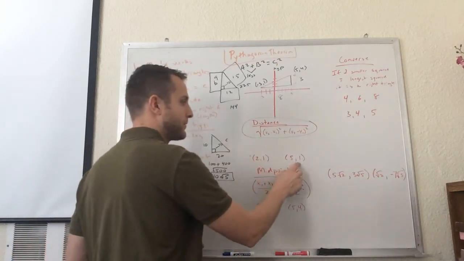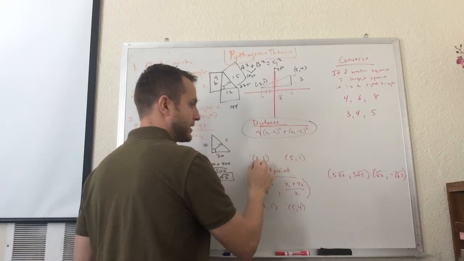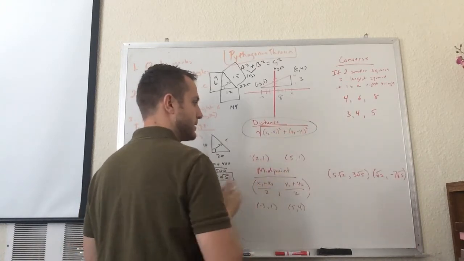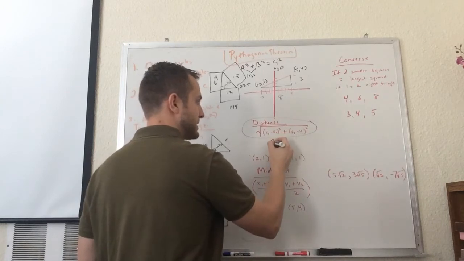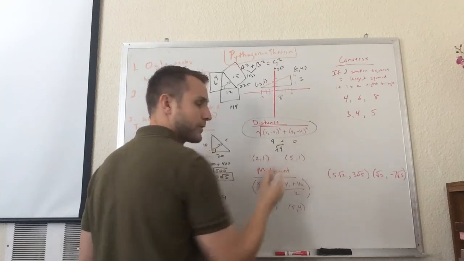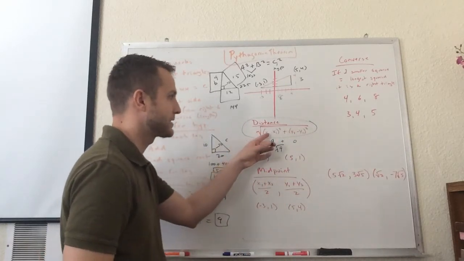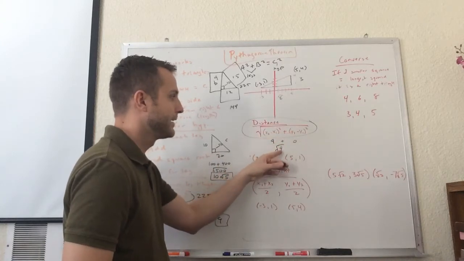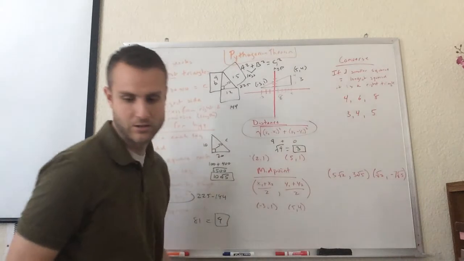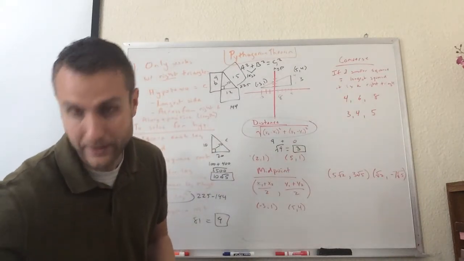So if I have 2, 1, and 5, 1, doesn't matter which order, I can do 2 minus 5, or 5 minus 2. When I square it, it's going to become positive either way. 5 minus 2 is 3, squared is 9. 1 minus 1 is 0, squared is 0. 9 plus 0 is 9, but don't forget that last step. When you square, add, you have to do the square root of your answer. So my distance between those two would be 3.